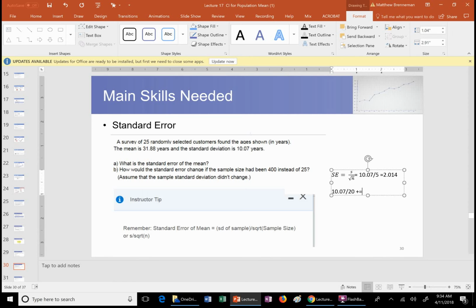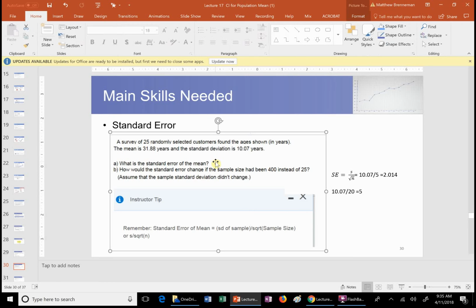So notice that as the sample size goes up, the standard error goes down, and that makes sense because the standard error is the estimated standard deviation for x bar. And we know from the central limit theorem, as the sample size goes up, the standard deviation of x bar goes down, so the estimated standard deviation for x bar should go down too.